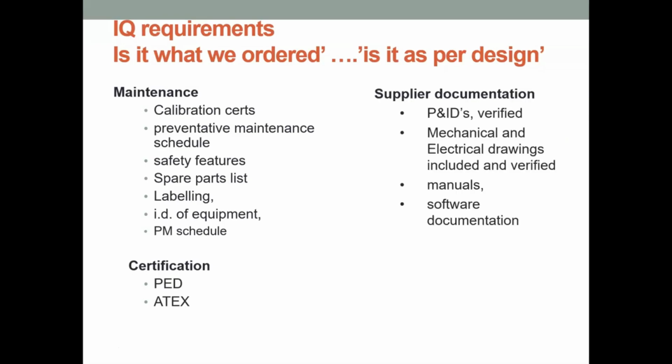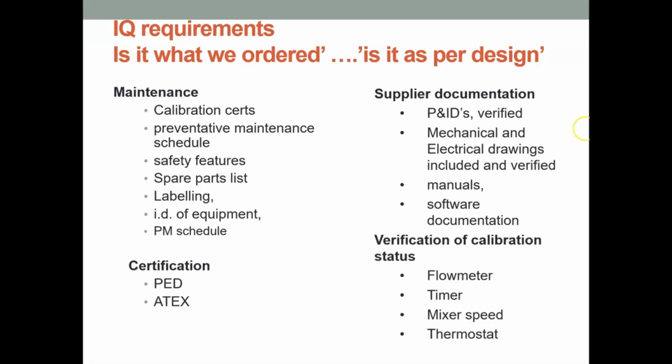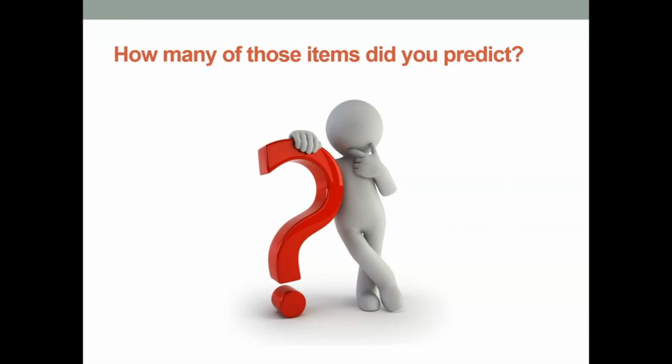The supplier documentation then, have we got our P&ID drawings verified? Mechanical and electrical drawings are included and verified, our manuals and our software documentation. And have we verified our calibration status? For our flow meters, they would be critical to make sure we're getting the right amount of solvent or water into the tank. The timer is important. We need to make sure that it's agitating for the correct amount of time, and we need to know the correct speed that it's agitating for also, and our thermostat, so we need to know that our temperature is working to the correct specifications also. So how many of those items were you able to predict?